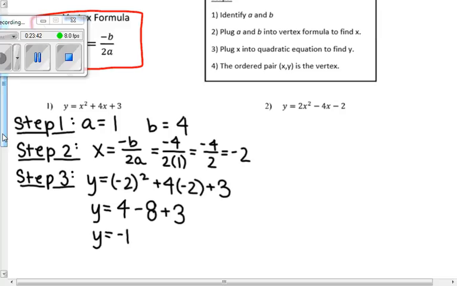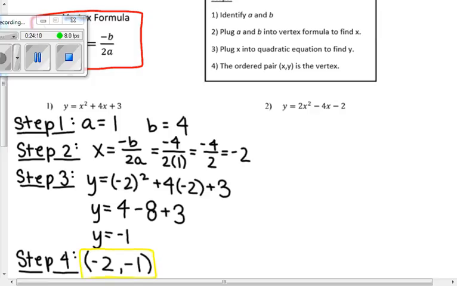So I have found the y value of my vertex. Now I've got the x value, I've got the y value. I am moving on to my final step. Step 4 is to create the ordered pair. X value is negative 2. Y value is negative 1. Here is my final answer. There's my ordered pair. That's what I've been looking for.